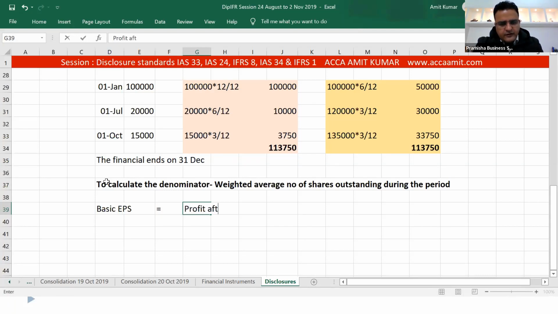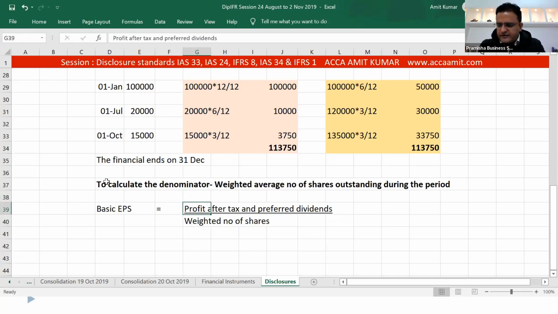Profit after tax and preferred dividends divided by weighted average number of shares outstanding during the period. I'm not writing the complete sentence, but that's what I mean.